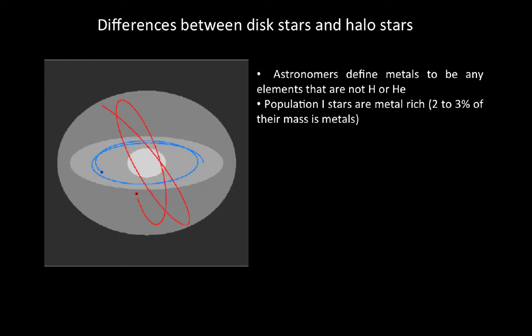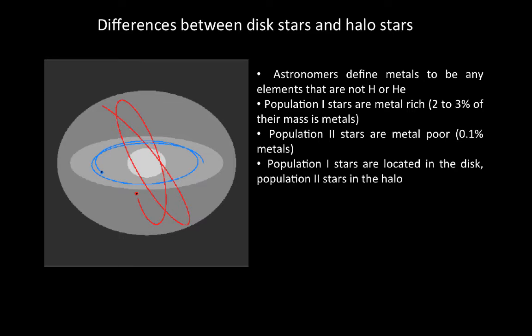We can divide stars up into a number of populations. Population 1 stars are metal rich. That means 2 to 3% of their mass is in metals. Population 2 stars are metal poor. They have typically 0.1% of their mass made up of metals. Population 1 stars are located in the disk and Population 2 stars in the halo.